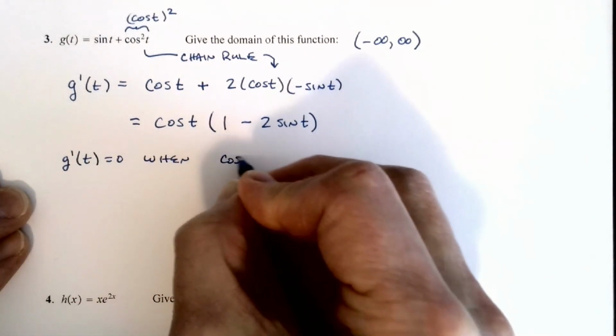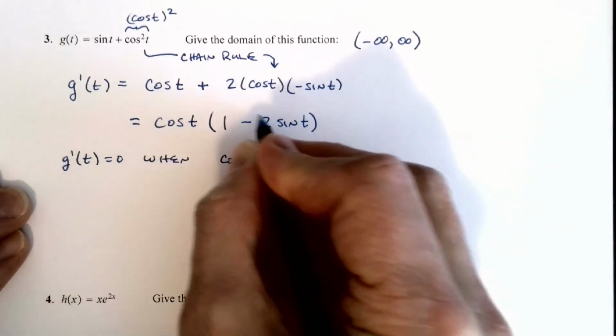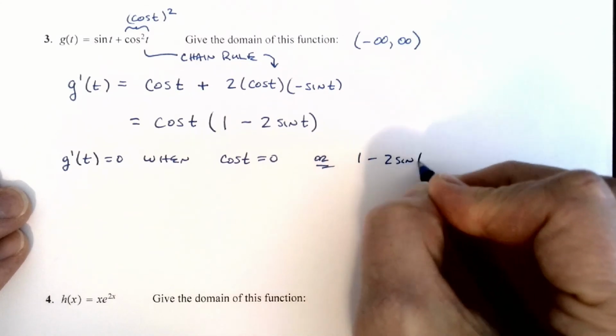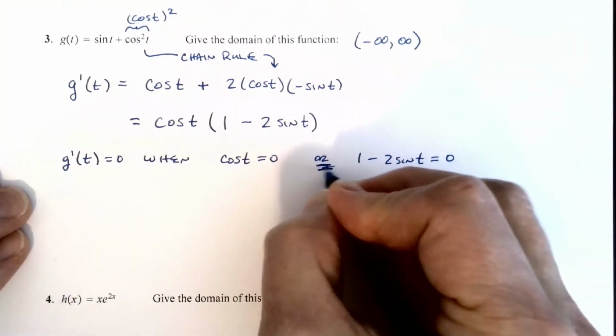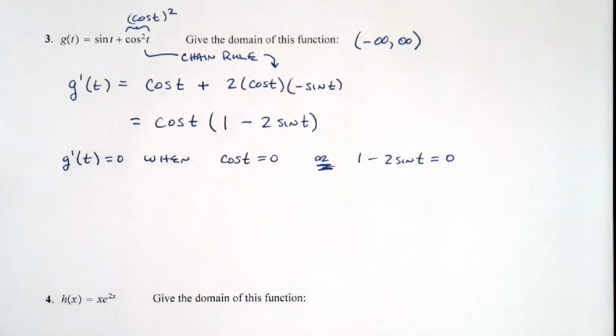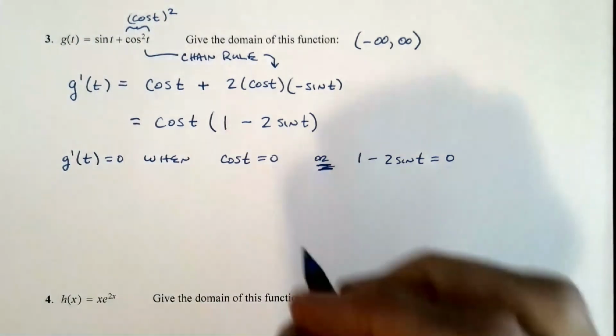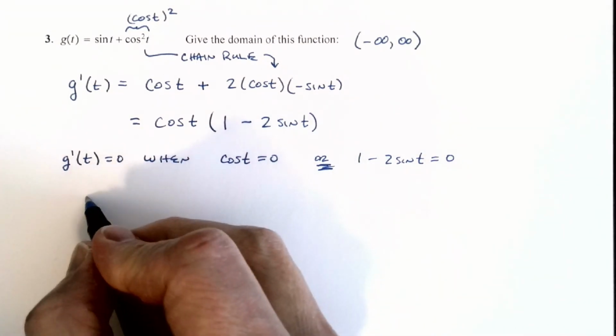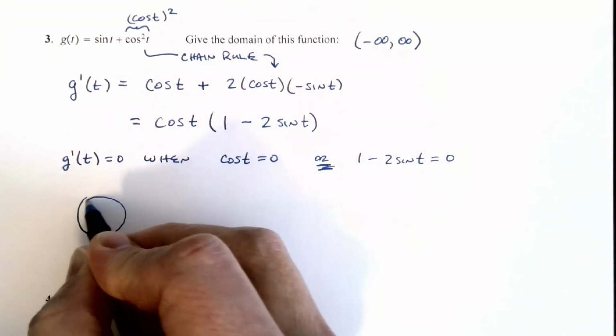Either cosine of t is 0, right? Or this is 0, right? So I've got the product of 2 things. They will be equal to 0, right, when one of the 2 things is 0. So when is cosine of t equal to 0? Well, think about our unit circle, right?